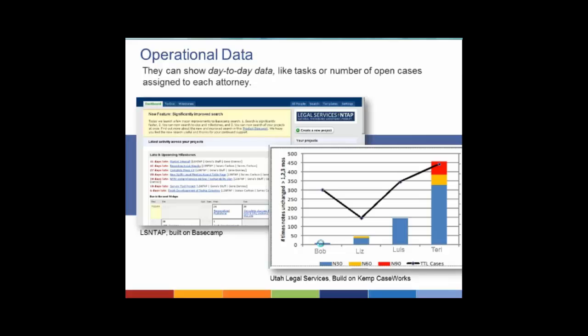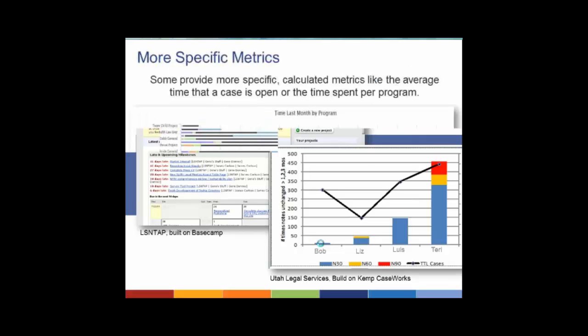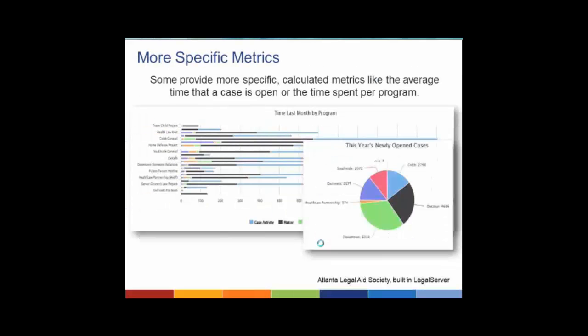So basically, this is an example of some dashboards to help you understand some key operational things. You could also look at more specific things, like the average time a case is open and the time spent per program. These are both graphs pulled from the Atlanta Legal Aid Society.